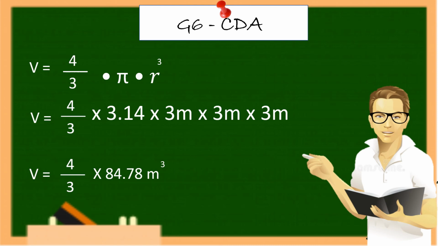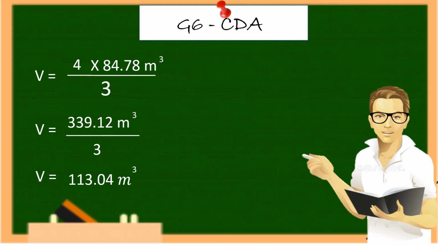So 84.78 meter cube, we multiply by 4. The answer is 339.12 meter cube divided by 3. So the answer is 113.04 meter cube.